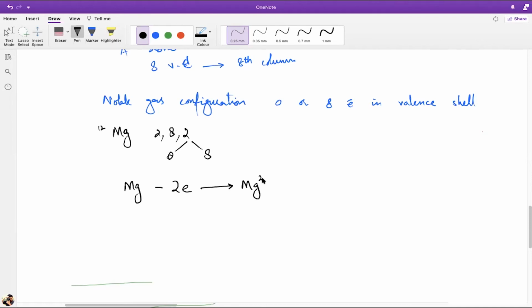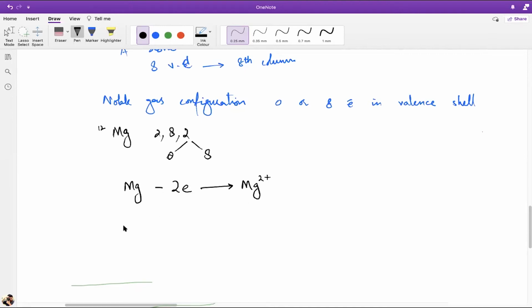What charge will it have, positive or negative? It's losing electrons, right? So electrons take the negative charge with them. Right now it's at 0, it goes to positive 2. It means it has lost 2 electrons. So magnesium minus 2 electrons makes magnesium 2 positive.